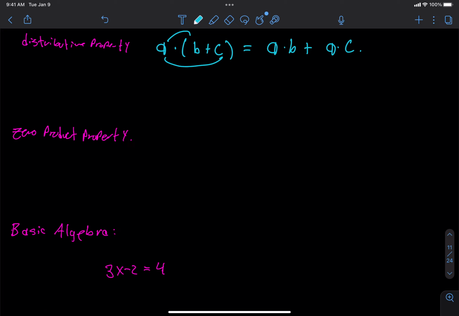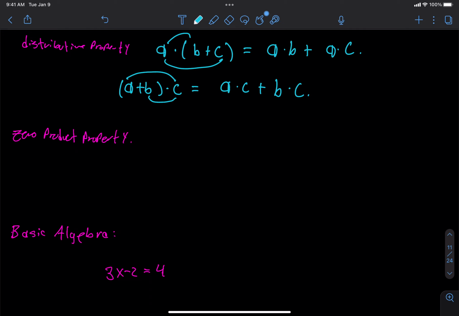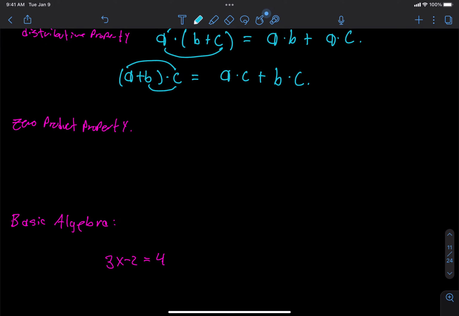And it works in the other direction too. So if I do A plus B and I multiply it by C, then I can kind of reverse, I don't know if you want to call it reverse distributing, but we're going to do A times C plus B times C this time. I think I did it right that time. Okay, so that's the distributive property. I think that should probably be familiar.